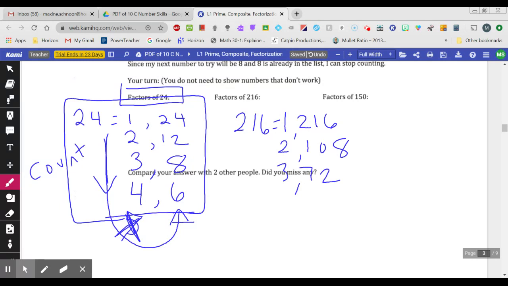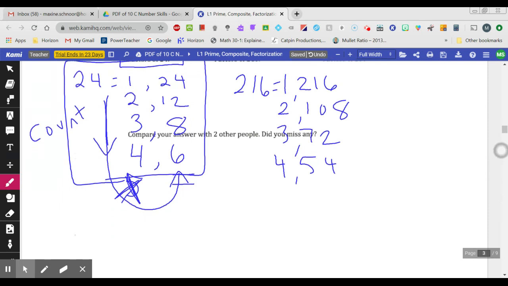Now I'm going to keep counting. Now I'm going to try 4. Yep, so 4 goes in 54 times. So 4 and 54 are both factors of 216. Will 5 work? Nope, because it doesn't end with 5 or 0. So you can write down the 5 and cross it out, or you can just skip over it. So now I'll try 6. So 216 divided by 6, and I get out 36. So 6 and 36 are both factors. Now I'll try 7. Nope, 7 gave me a decimal, so 7 doesn't work. Now I'll try 8. So 8 times 27.